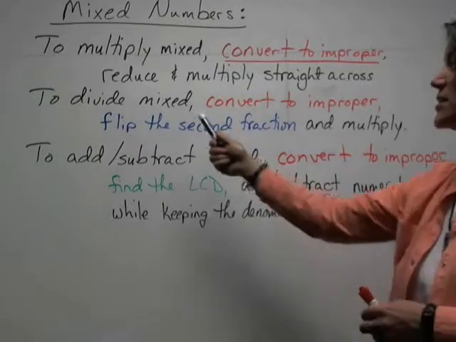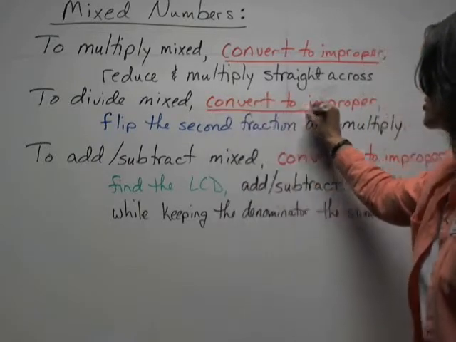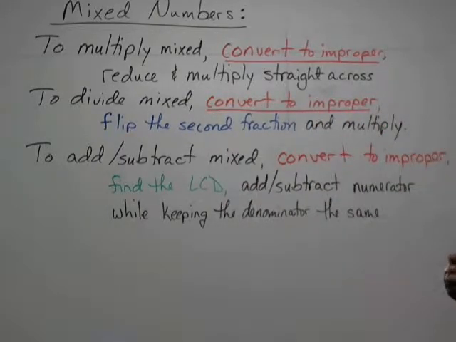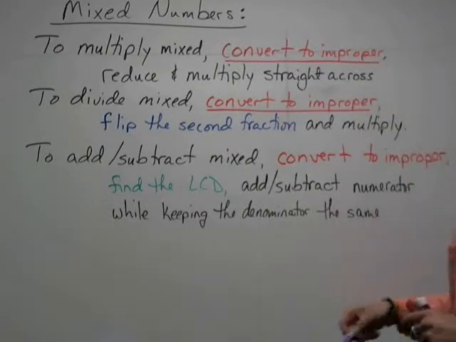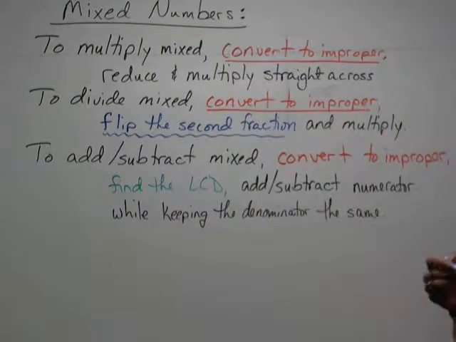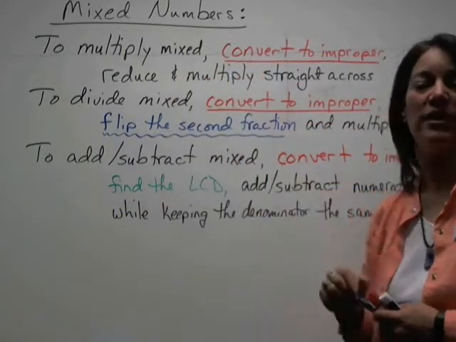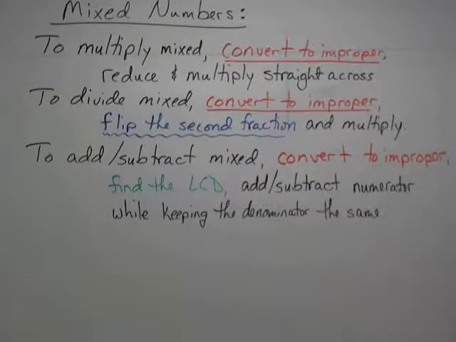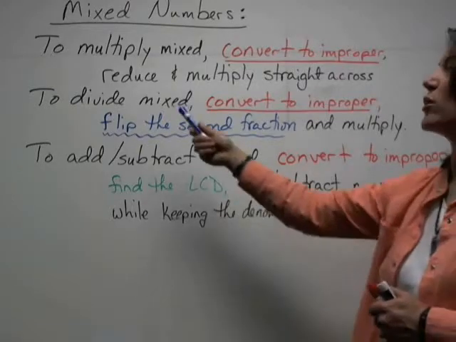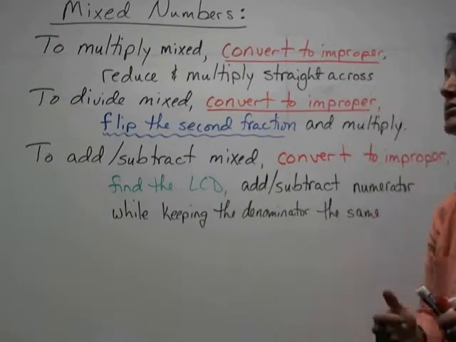Okay. To divide mixed numbers, the first thing we're going to do is convert them to improper fractions. And then we remember our rule for dividing is that you flip the second fraction, that's the reciprocal, and then you multiply. How do you multiply? You reduce and then you multiply, or multiply and then reduce. Remember, whenever you are reducing, you can only reduce when multiplying. Only time you can reduce.